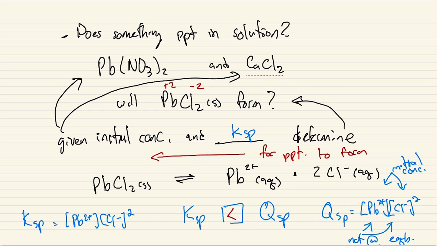Because that means that we have too much aqueous stuff in solution, and we need to make some solid to reduce that concentration so that we reach the equilibrium concentrations. So there's some critical concentration of these that we need before we start precipitating stuff out. Until we reach that, stuff is just going to stay in the aqueous phase.